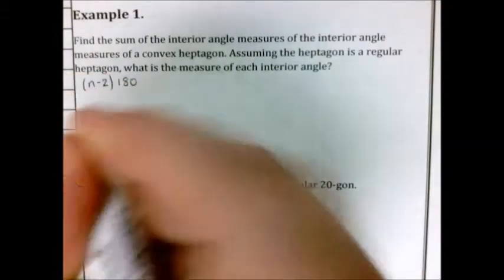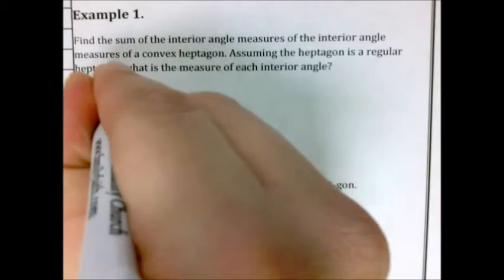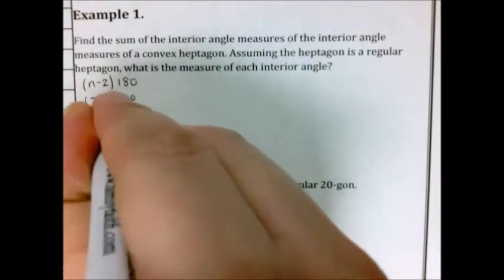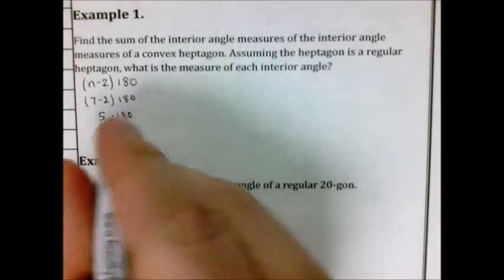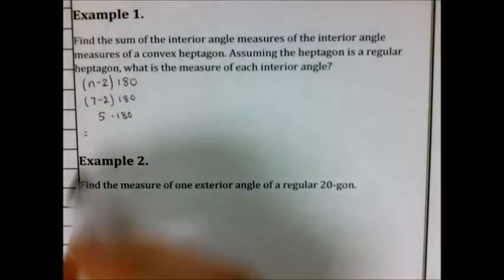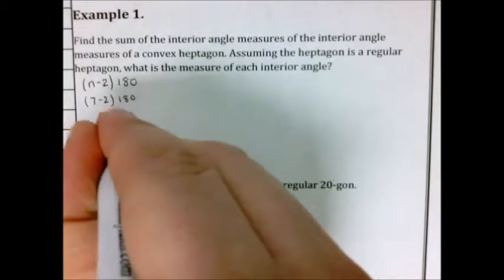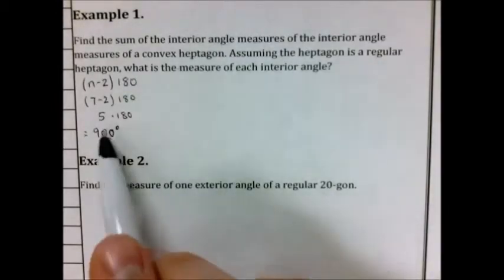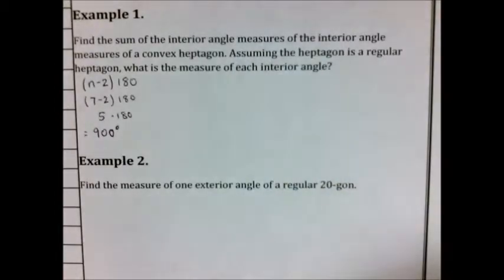We know that a convex heptagon has 7 sides, so we have 7 minus 2 times 180. 7 minus 2 is 5, so 5 times 180, if you use your calculator, or if you just know what 5 times 18 is, 5 times 18 is 90, and we add one more 0. We've got 900 degrees. So all of the interior angles in a convex heptagon are going to add up to be 900 degrees.